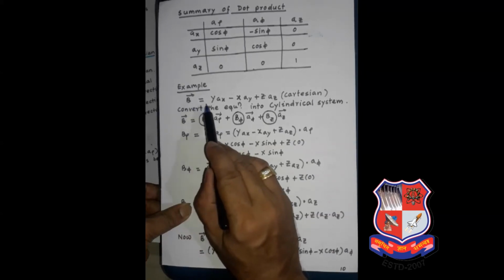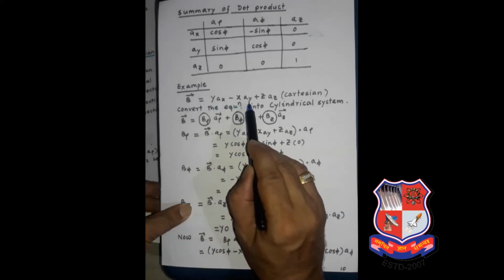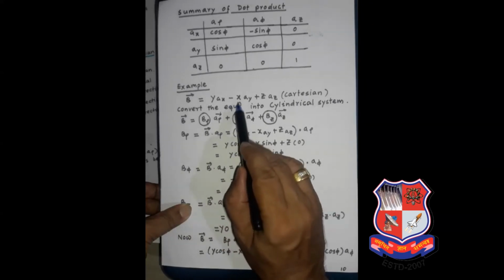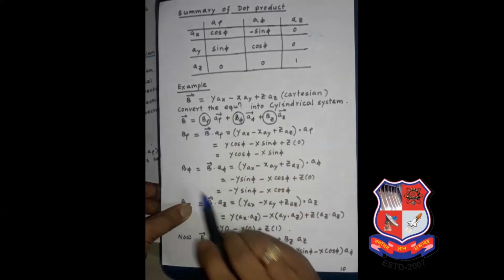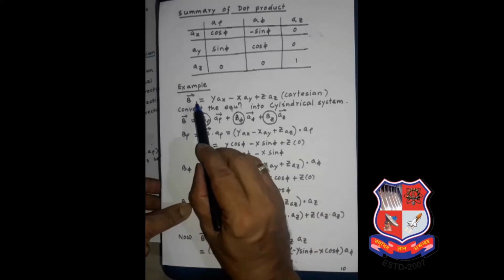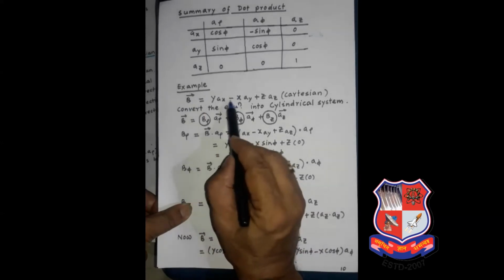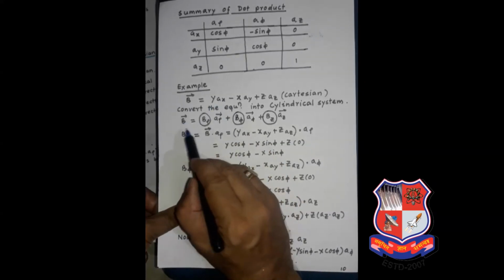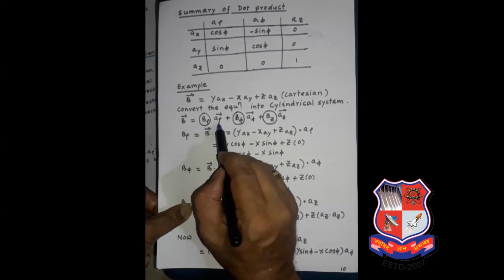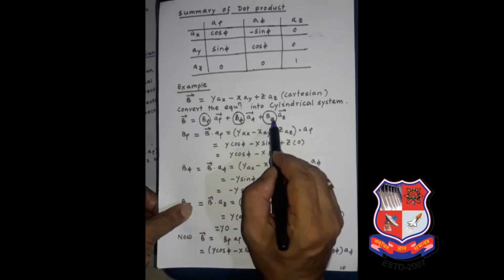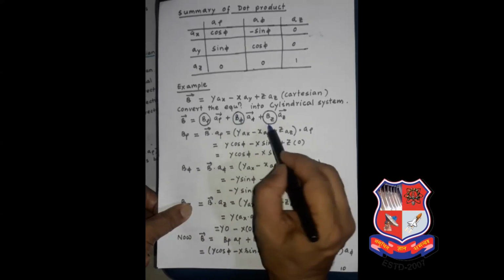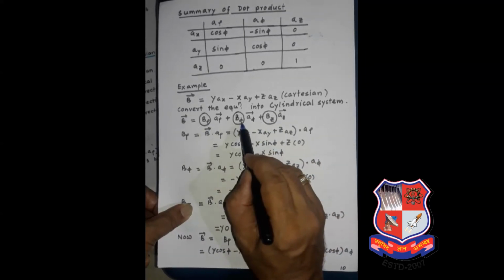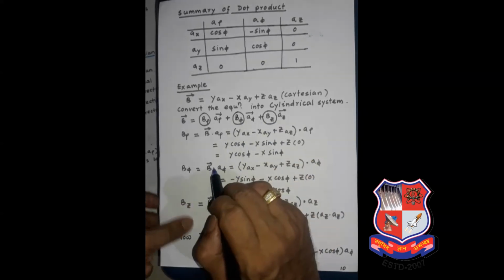A vector b is equal to y ax minus x ay plus z az, which is in the Cartesian system. Now convert this expression into the cylindrical system. We know that to convert a function from Cartesian to cylindrical, it has to be written in this way: b is equal to b rho a rho plus b phi a phi plus bz az. So to get the complete transformation, we have to find b rho, b phi, bz. These are the vector components.